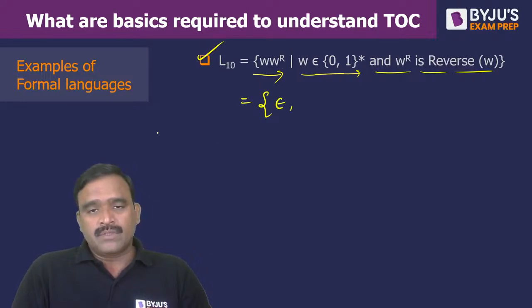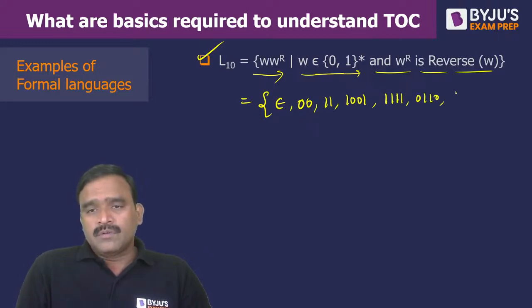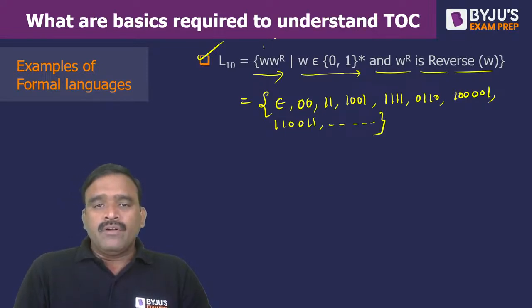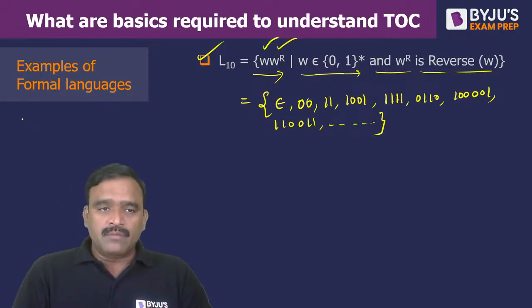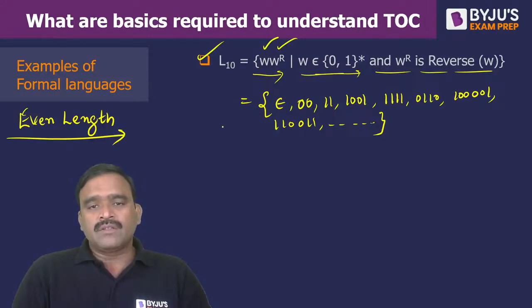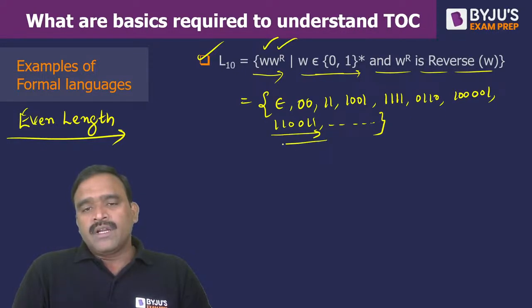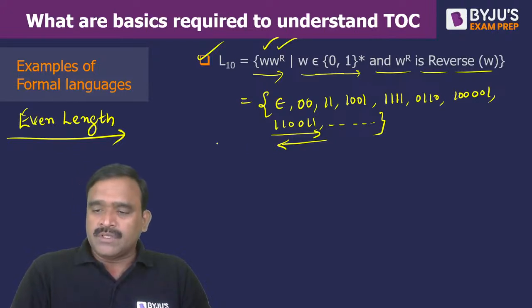So even length palindromes. Epsilon and 00 possible, 11 possible, 1001 possible, 1111 possible, 0110 possible, 100001 possible, and 110011 possible. So this type of strings is possible. A word followed by its reverse. It's an even length palindrome. What do you mean by palindrome? Palindrome is nothing but a string reading the same from left to right and also right to left. For example, I am reading 110011, and right to left it also reads the same, 110011. That is what a palindrome is.